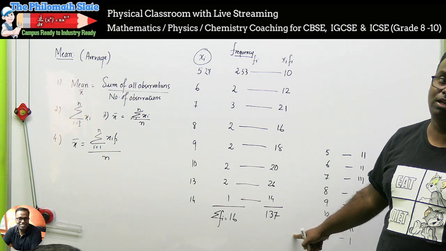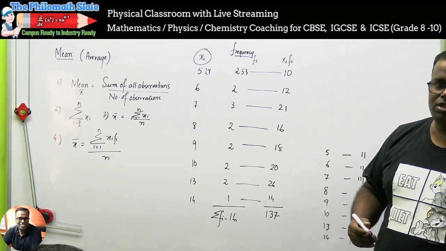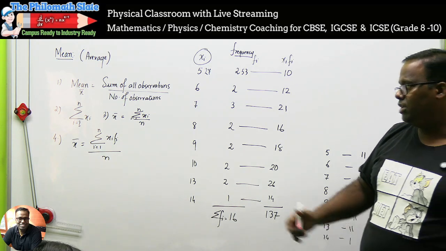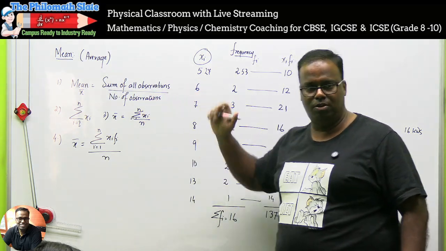No, because you don't have calculators. So you need to make your calculation still simpler. End of the day, the job is the same: sum of all observations divided by number. Are we ready for that?